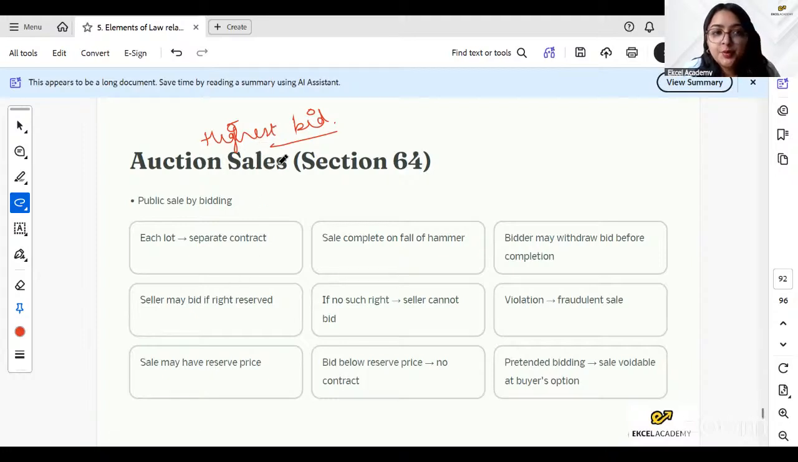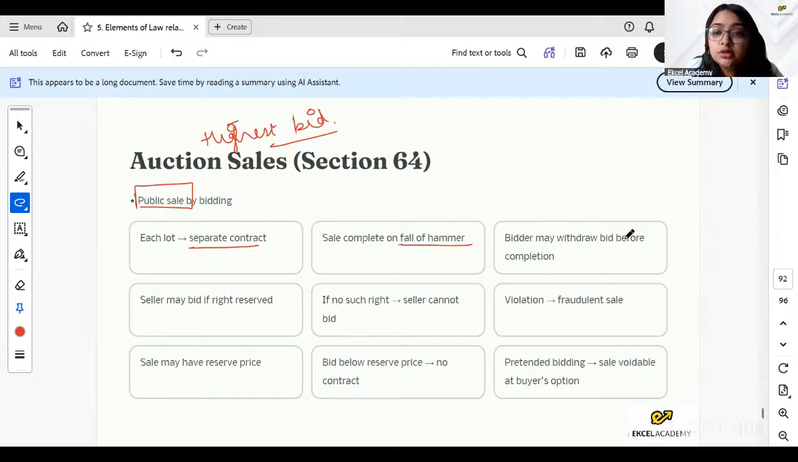So, an auction sale is when the object is sold to the person who has placed the highest bid, and the sale is represented by the fall of the hammer by the auctioneer. It is a public sale because a number of people are participating. Each lot is a separate contract, so every single item you are selling is a separate contract. The sale happens on the fall of the hammer.